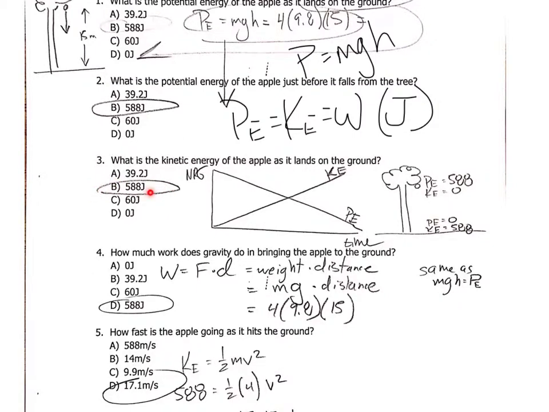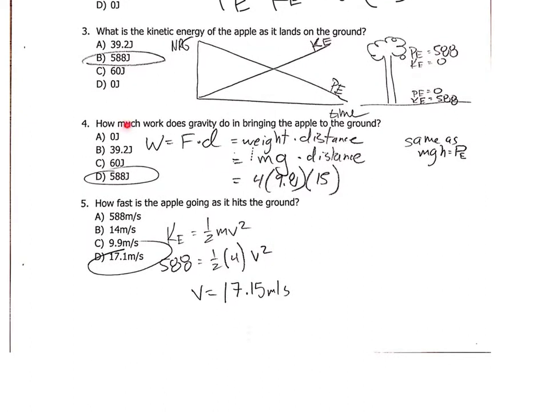For question 4, how much work does gravity do in bringing the apple to the ground? There are 2 ways to do this. One is knowing that work is equal to force times distance. And the force that gravity exerts on the apple, we call its weight, and that is mass times the acceleration due to gravity. So the weight of the apple, times the distance that it goes, gives us 588 joules. Notice how that is the exact same number that we got for the kinetic energy down here, or the potential energy up top.